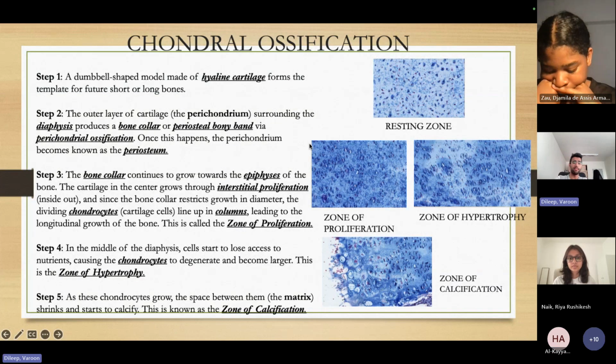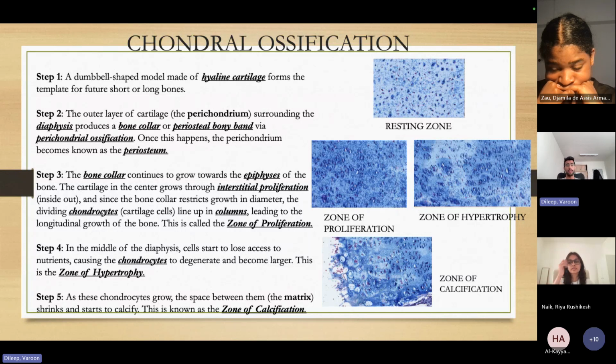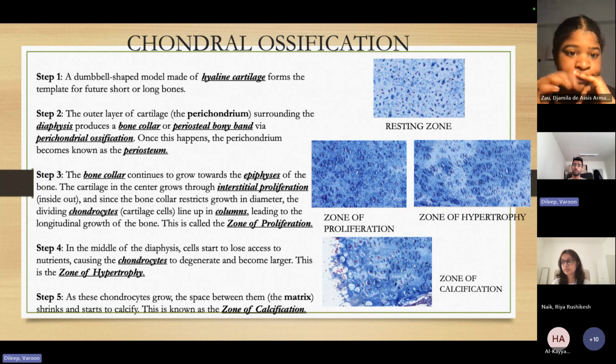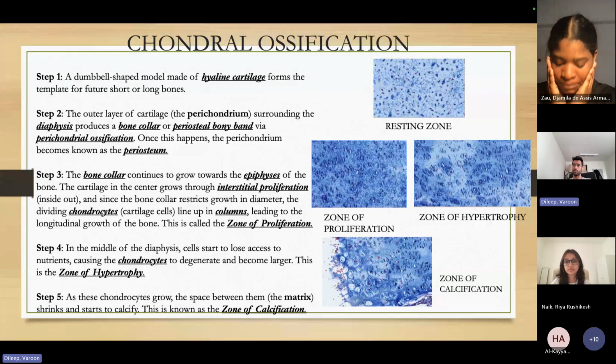So just to summarize again, we have the hyaline cartilage, which is the soft center, all right? And then it gets surrounded by a hard periosteum. And what this bone collar or periosteum does is it allows the chondrocytes to form isogenous groups and allows the bone length to increase, but not the diameter. Now this bone collar will prevent the diffusion of the nutrients to the chondrocytes. This is why they will die and they will become enlarged. And as these chondrocytes grow, the space will decrease and become harder and harder. And this is called calcification.